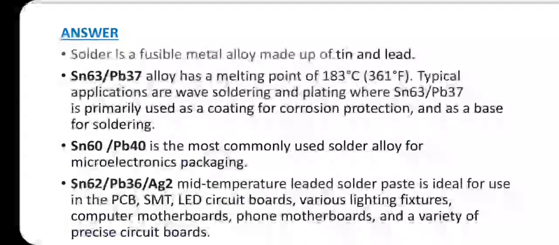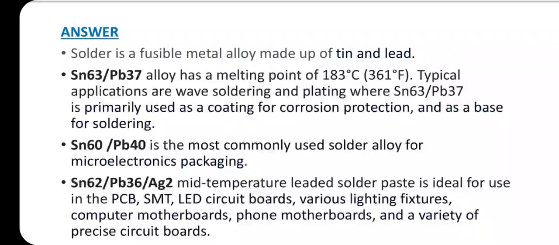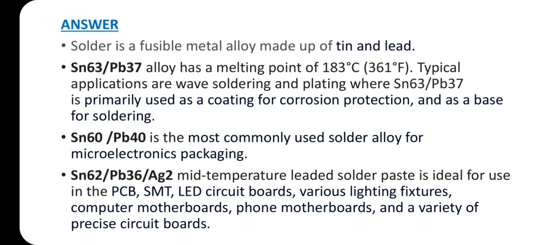Solder is a fusible metal alloy made up of tin and lead. SN63/PB37 alloy has a melting point of 183 degrees Celsius, that is 361 degrees Fahrenheit. Typical applications are wave soldering and plating, whereas it is also primarily used as a coating for corrosion protection and a base for soldering.